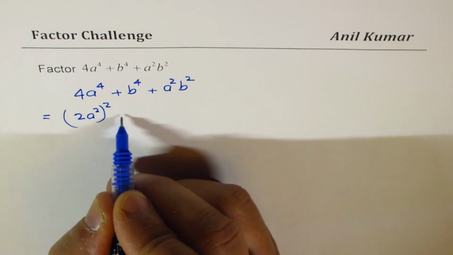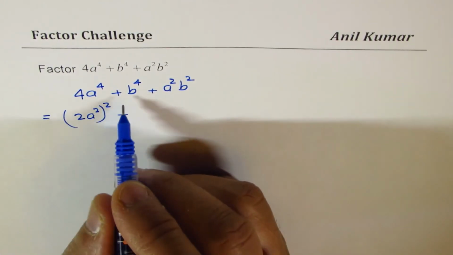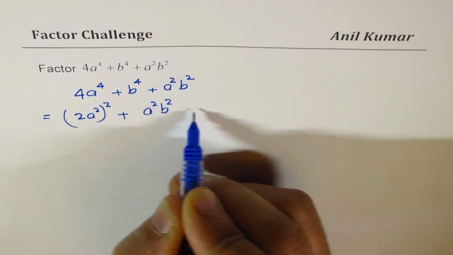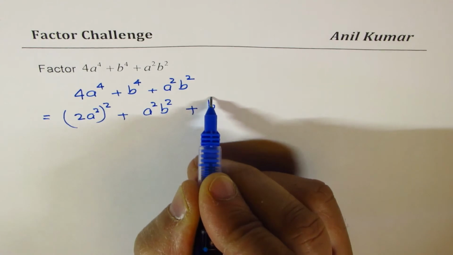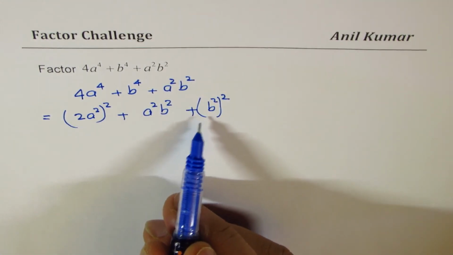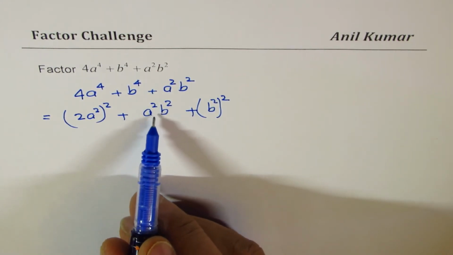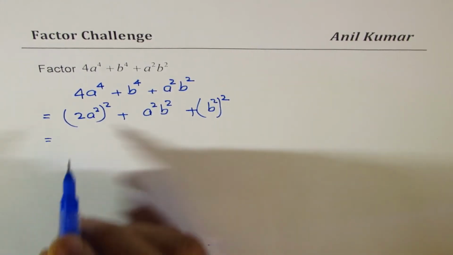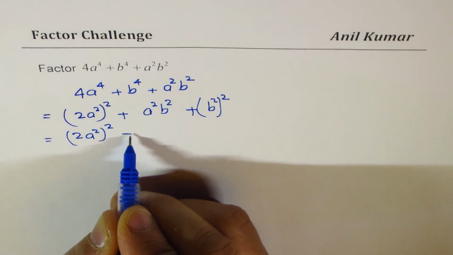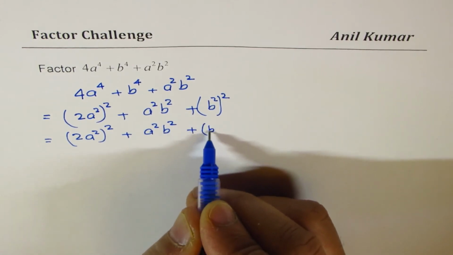Now b to the power of 4, I could write b square whole square. But let me rearrange it. I'll write first this term, which is a square b square, and then I will write b square whole square. Do you see that? Now that could have been a perfect square provided we had 2a square b square here. Perfect. What we can do actually is just add and subtract a square b square. So we call this a method of completing squares, kind of.